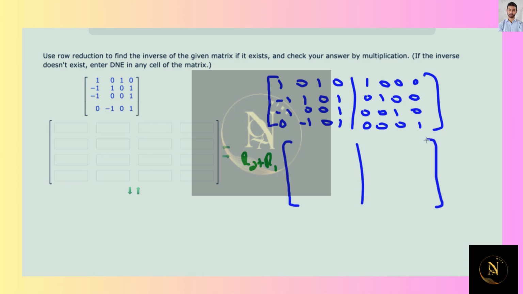So our new row 2: negative 1 plus 1, 1 plus 0, 0 plus 1, 1 plus 0, 0 plus 1, 1 plus 0, 0 plus 0, 0 plus 0. The other rows would stay the same.